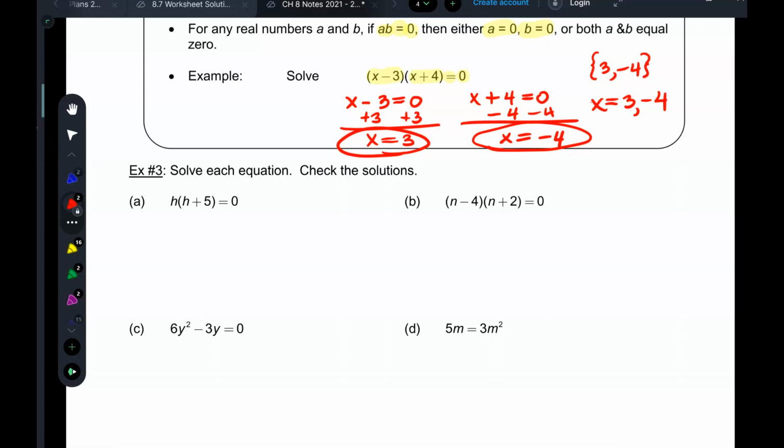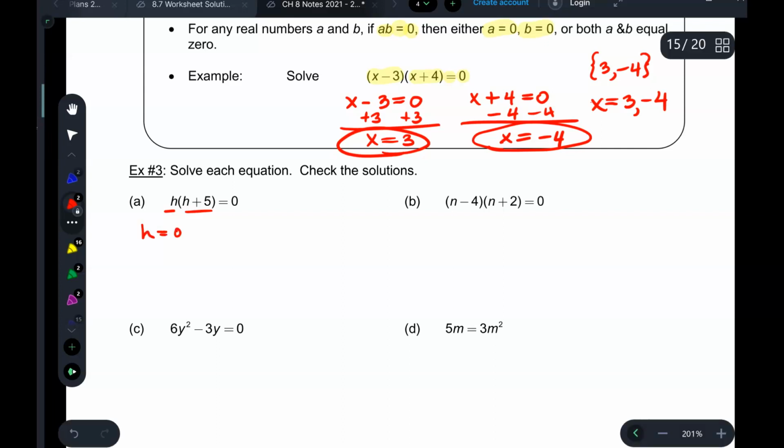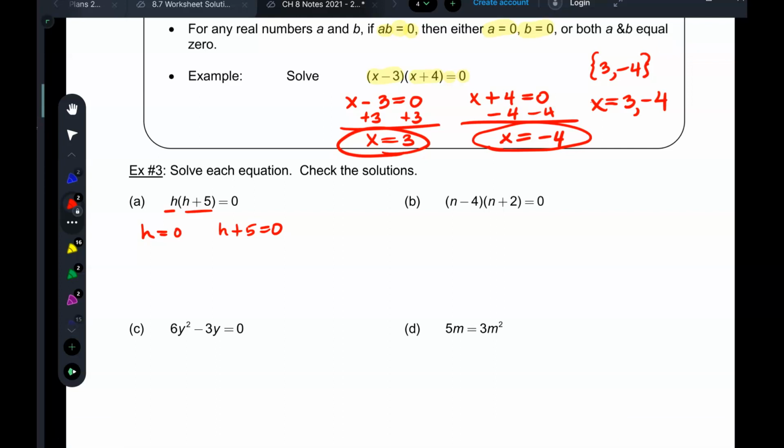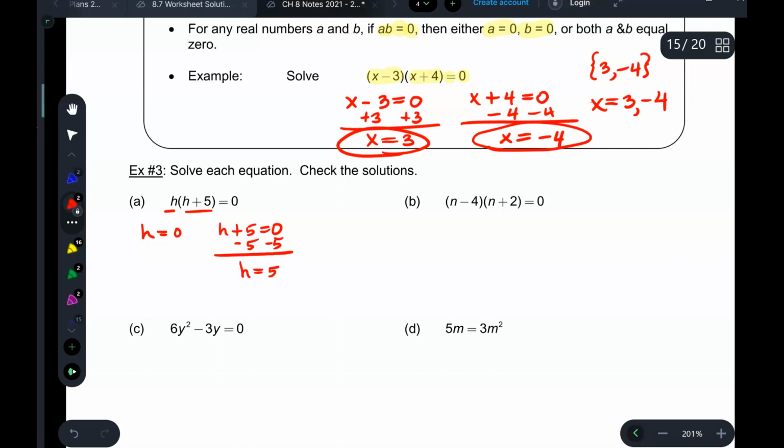Okay, let's look at the next equation. Again, I'm starting with the stuff in the parentheses. Basically, I have 2 things multiplied together. I have h and h plus 5. So what are my possible answers for h? I could have h equals 0, or I could have h plus 5 equals 0. And then subtract 5, so what do we get? Oh, that's supposed to be a negative 5. So we have h equals 0 and h equals negative 5.